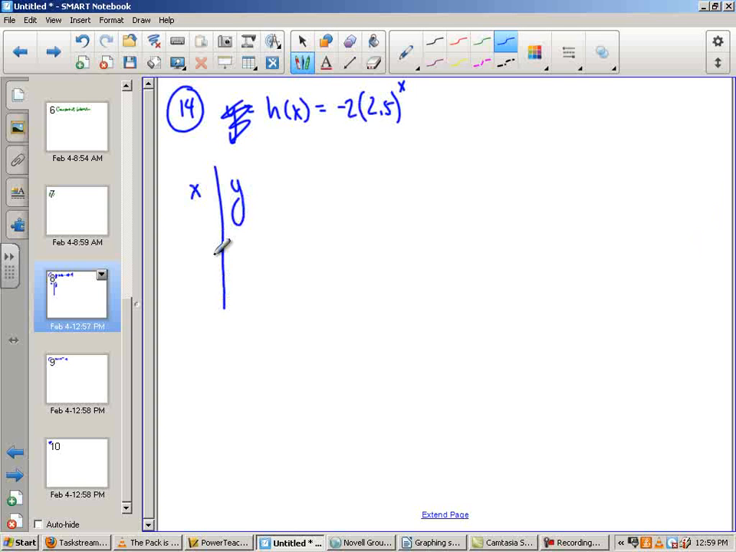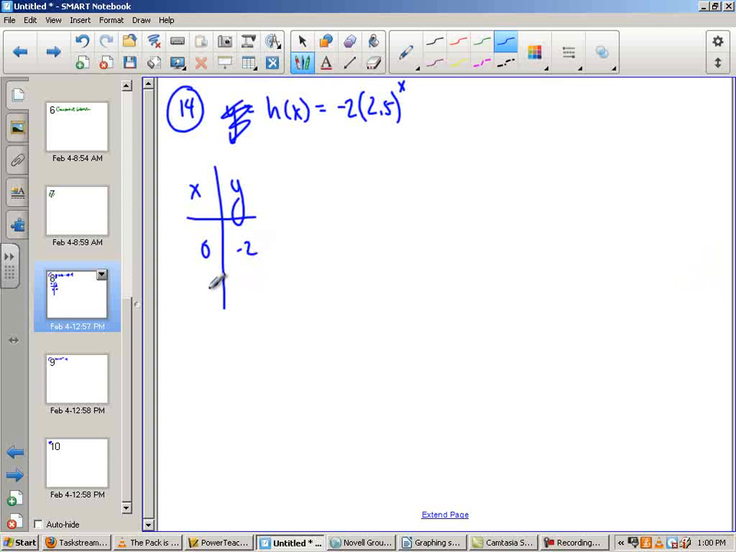We're going to come in, we're going to do our x and y, and we're going to plot some points. First place we want to go is when we can get the exponent to be 0. Well, 0 in here would turn this exponent into a 0. So 0, anything to the 0 power is 1. So I have 1 times negative 2 is negative 2.